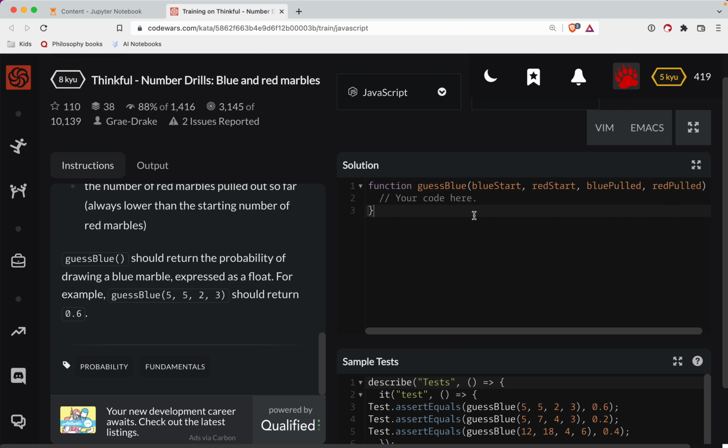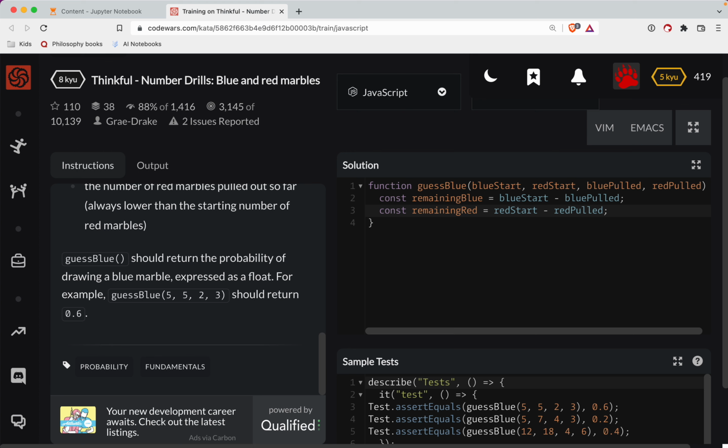Okay. So with that, we've got 2 variables here. So const remaining blue is going to be equal to blue start minus blue pulled. Okay, and then remaining red is red start minus red pulled.